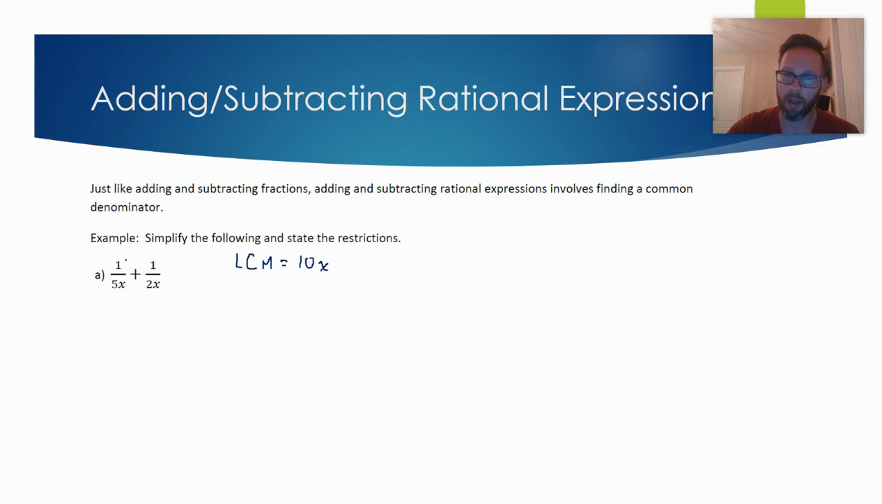So I need to make the first expression into something over 10x and the second expression into something over 10x. And what do I need to give the 5x in order to make it 10x? I need to give it a 2. So I'm going to multiply top and bottom by 2. And for the second guy, what do I need to multiply 2x by to make it 10x? I need to multiply it by 5.